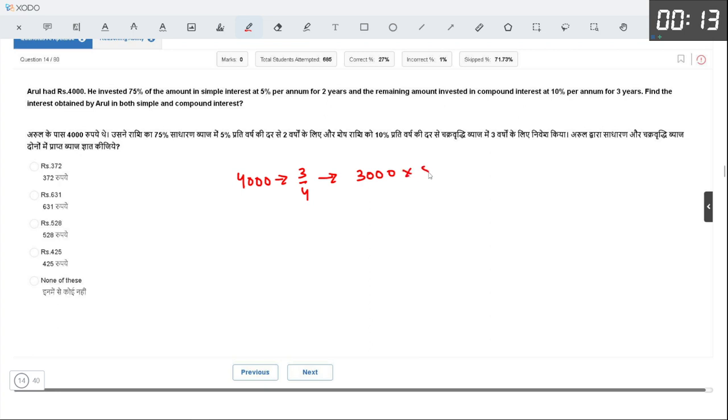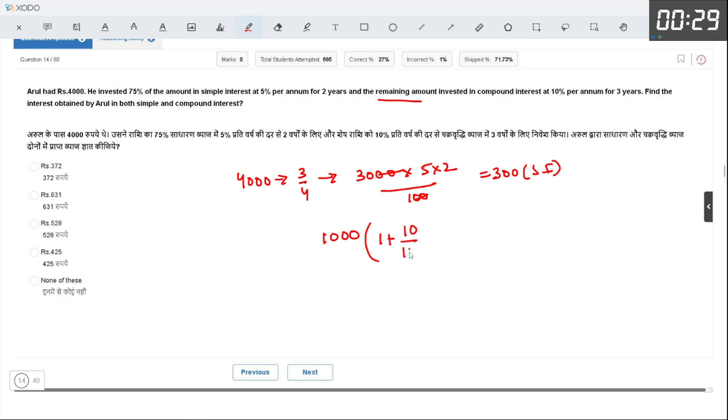Where in simple interest for how many years? 2 years. What will be the interest then? 300 rupees, simple interest. And what is the remaining amount? Remaining amount is 1000 rupees, 1/4 left. So 1/4 he invested where?